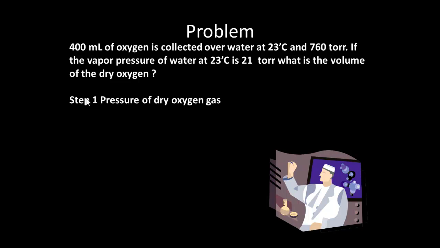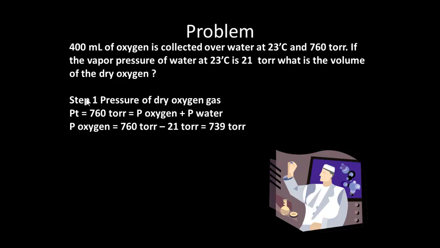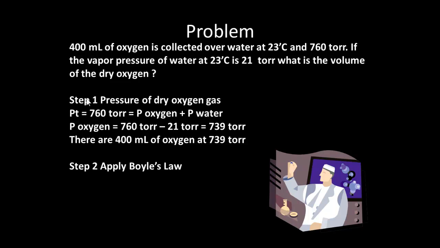Well, step one is to determine the pressure of the dry oxygen gas. We know that the total pressure is 760 torr, and that's made up of two partial pressures, that of oxygen and that of water. So if I subtract the partial pressure of water, then I've got the pressure of oxygen. So 760 minus 21 gives 739 torr. So 400 mLs of oxygen at 739 torr.